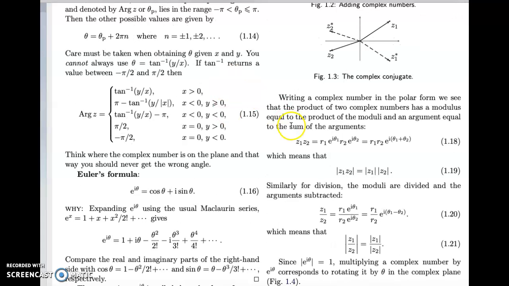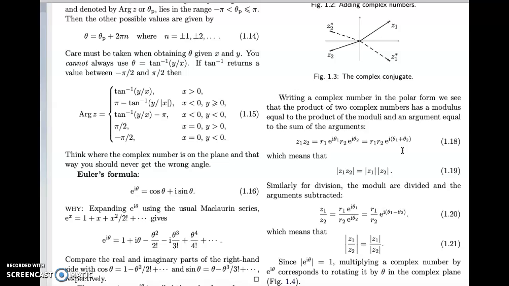So if we're multiplying z1 and z2, we convert to polar form, r1 e to the i theta 1 times r2 e to the i theta 2, then we see that the answer we get is a complex number which has a modulus, a length, of just the product of the lengths of the original two complex numbers. And more importantly, the argument, the angle, the direction it's pointing, is simply the sum of the arguments of the two complex numbers.